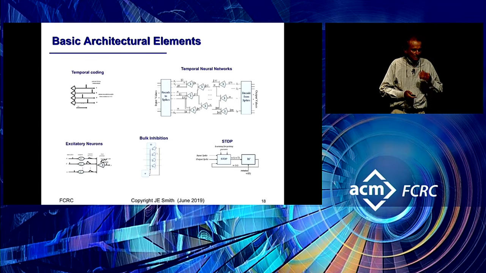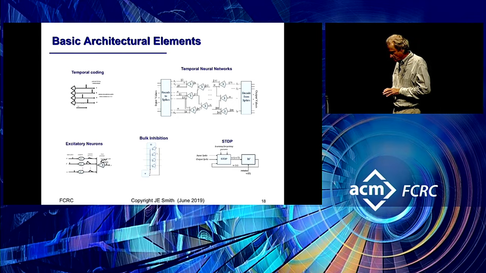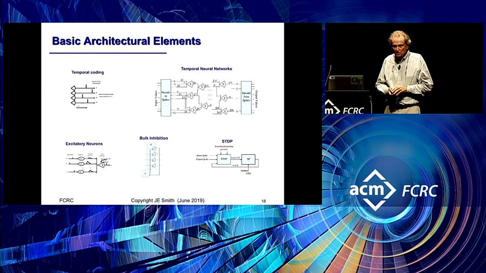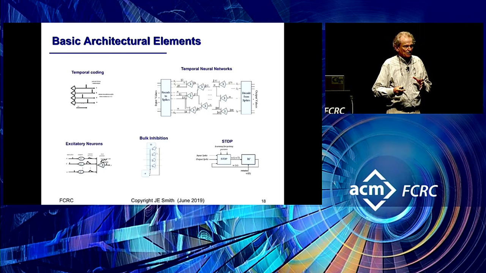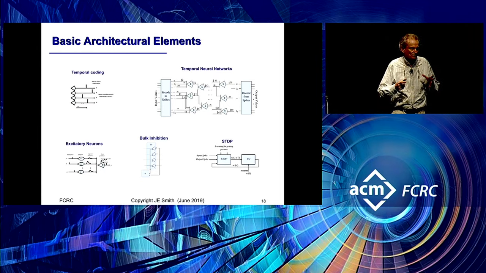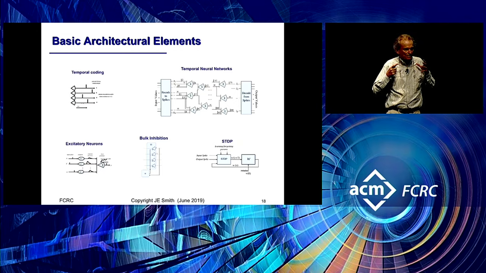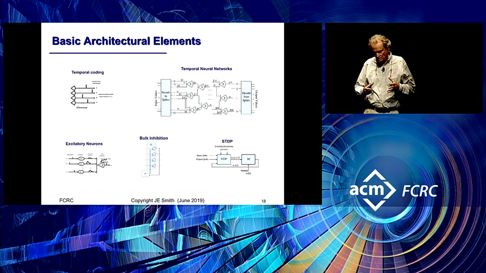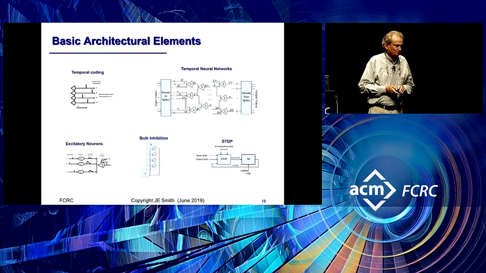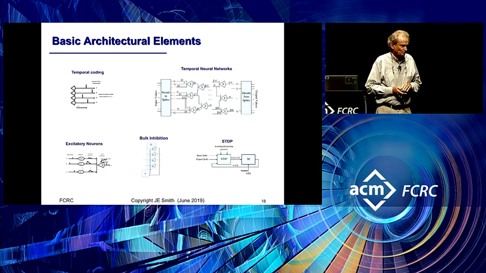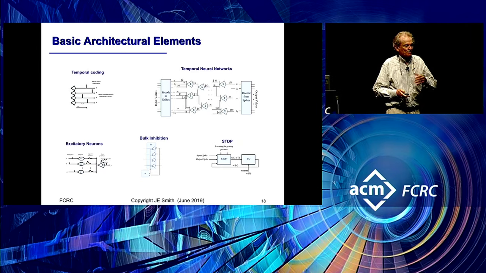Okay, so here's that first layer of abstraction, and the point I want to make here is there aren't that many architecture elements to keep track of. If you can model and deal with these five, that's a really good place to start. It may even be sufficient. I don't know. So I'm going to go through each of these in turn.